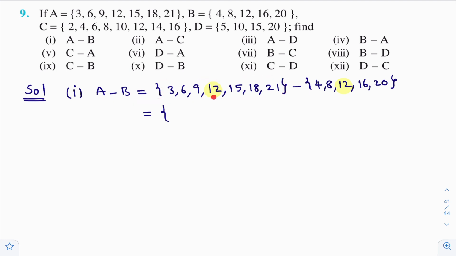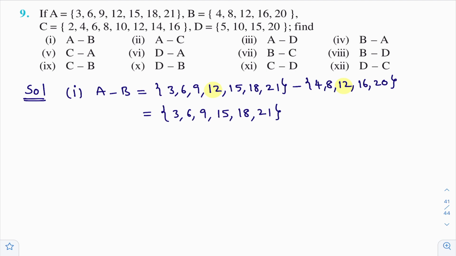Whereas when it comes to 12, 12 is in A as well as in B. But as per the definition, A minus B means only A, the elements which are present only in A. But this is not only in A, this is present in B also. So we need to eliminate this 12. So what you will get: 3, 6, 9, 15, 18, 21. So this is A minus B. I hope you understand this, right?